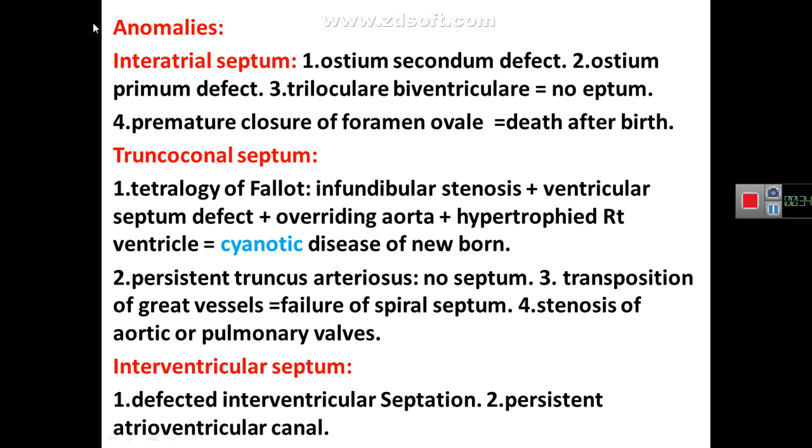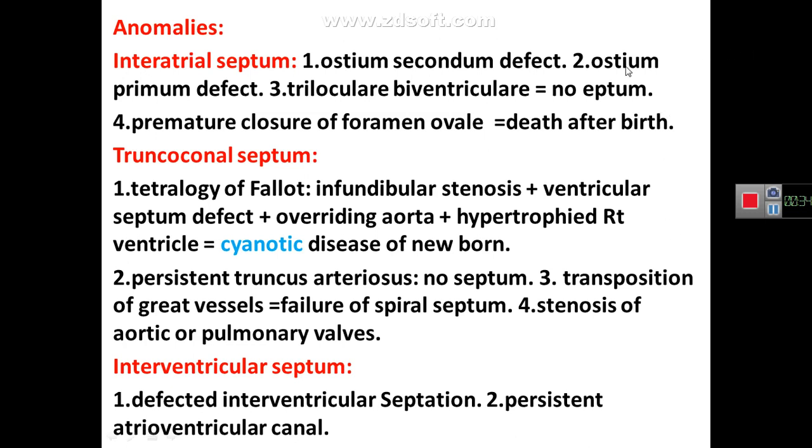Starting with description of the interatrial septum abnormality. Simply, the ostium secundum may be so large that it will remain open, and thus there will be an open ostium secundum or open foramen ovale between the right and left atrium. Or the ostium primum will remain open.